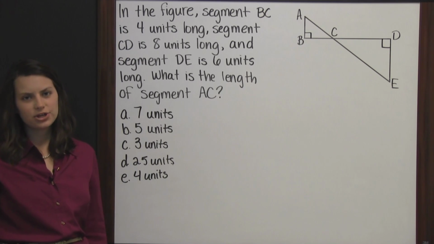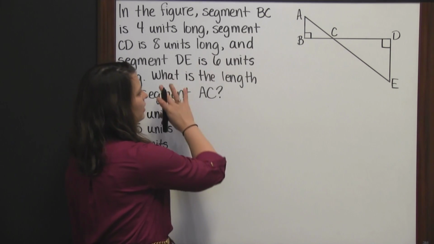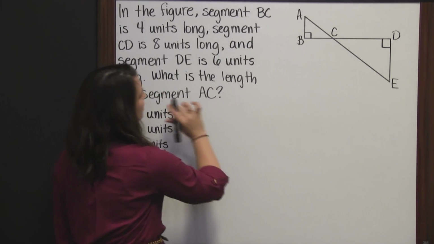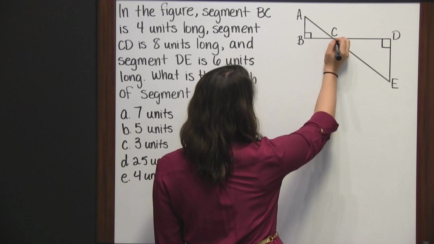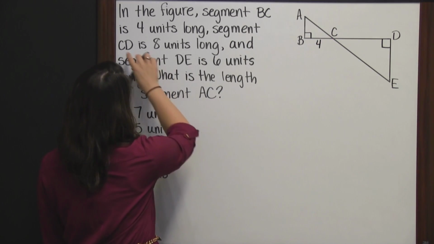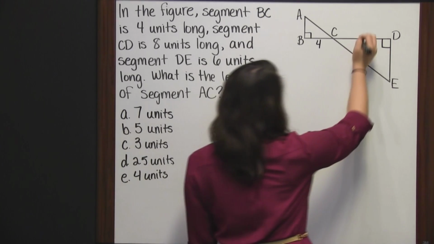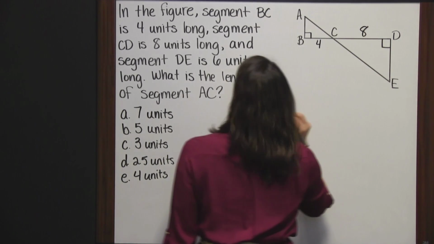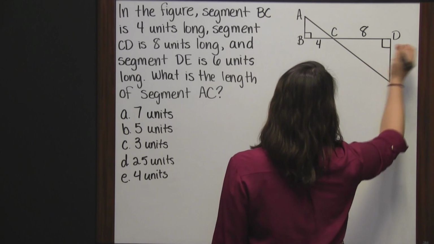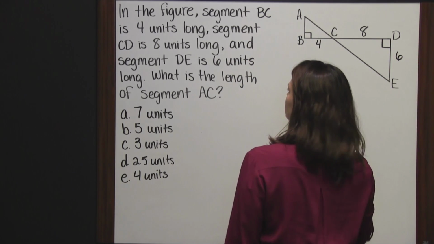The first thing I'd like to do is take this information and actually put it on my picture. So segment BC is 4 units long. Here's segment BC, it's 4. Segment CD is 8 units long. CD is 8. And segment DE is 6 units long. DE is 6 units long.